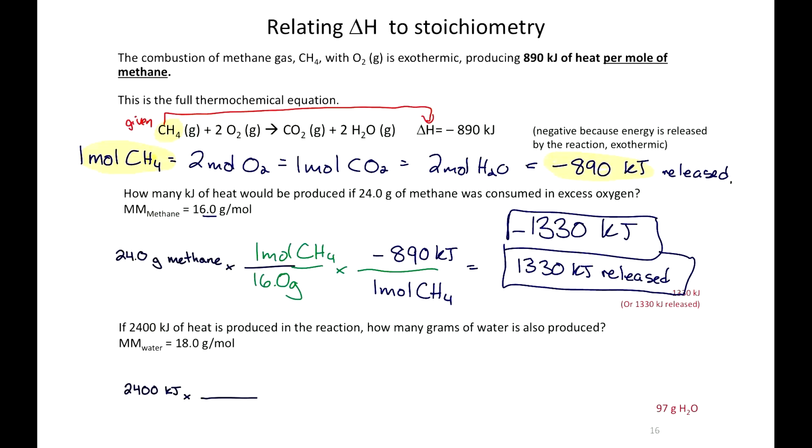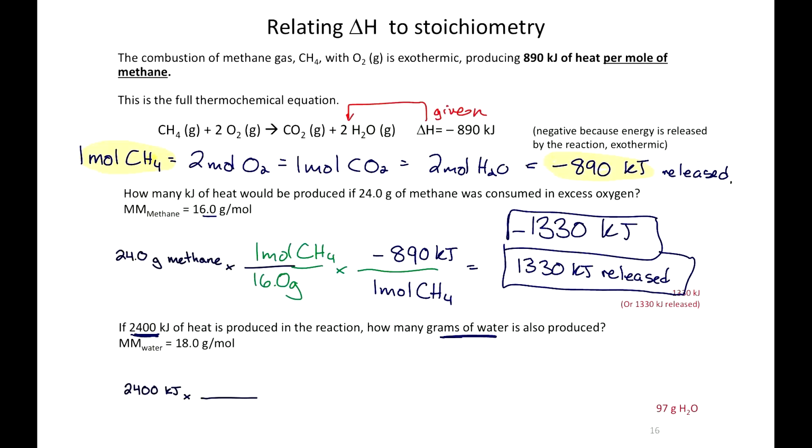All right, let's do one more example. This time we're going to work backwards. So if I tell you that we do this reaction and it releases 2,400 kilojoules of heat, how much water is produced? Right? This is basically stoichiometry. We are given delta H. We want to go to water, right? Thankfully with energy, we're already in energy. We don't have to go to moles, all right?